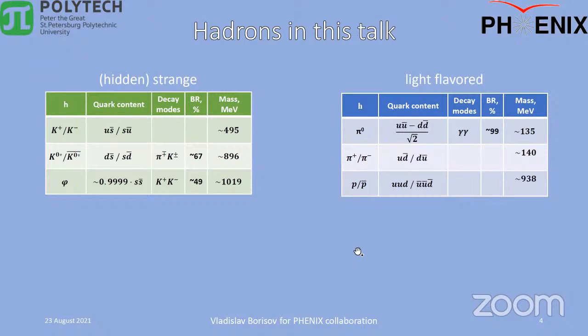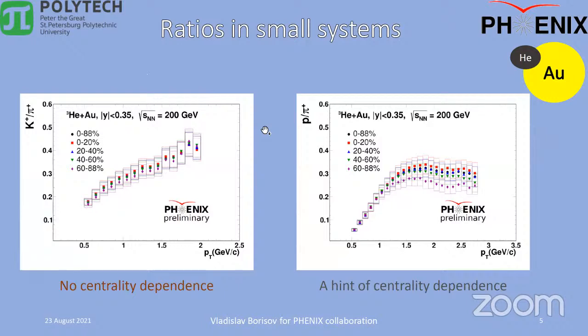On the slide, you can see the particles whose production will be discussed in this talk. Mesons containing strange quarks are shown on the left with quark content, decay modes, branching ratio, and mass, and non-strange hadrons on the right with such properties. Let's start with the ratio of particles.